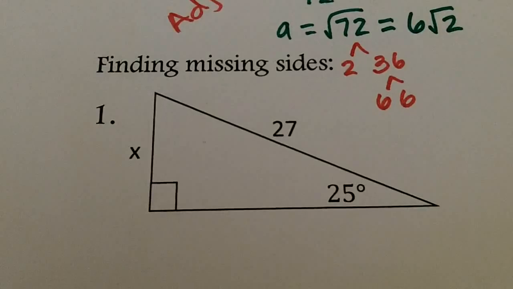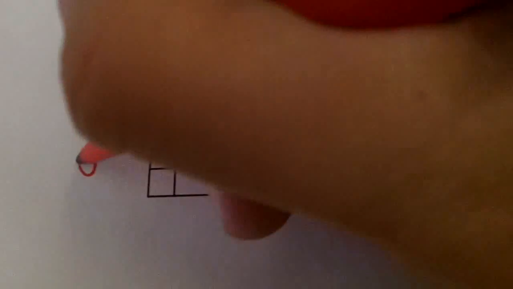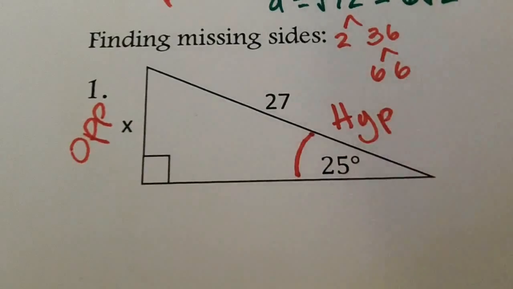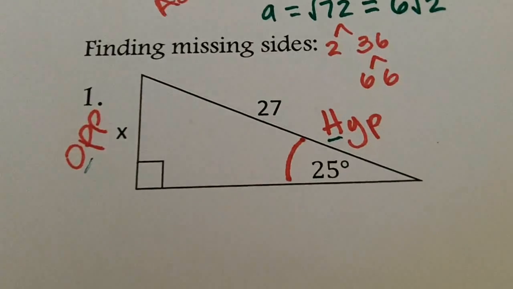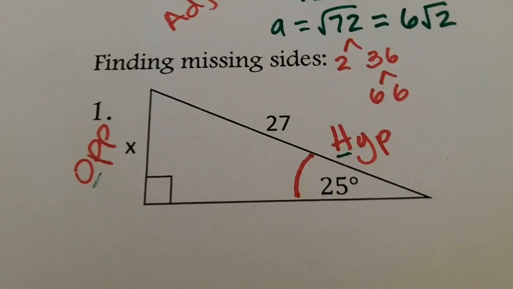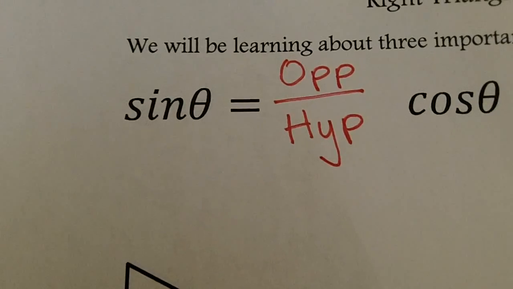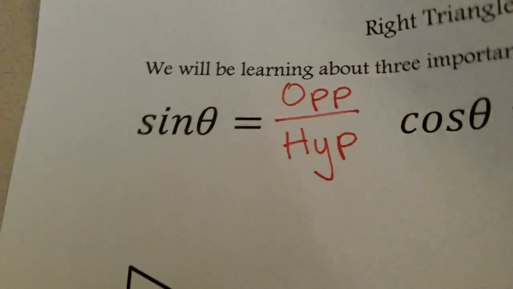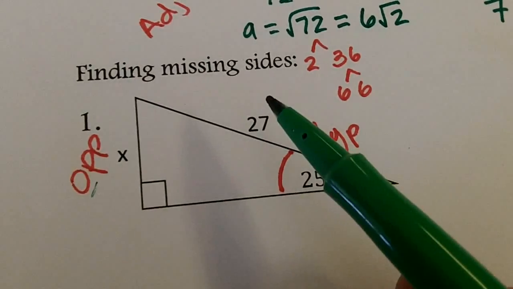Look at this example. 25 degrees is the angle given. X is the opposite side, and 27 is the hypotenuse. So we have the opposite side and the hypotenuse. Looking at our 3 trig ratios from before, we see that sine uses the opposite side over the hypotenuse. So we can write that the sine of the angle is equal to x over 27.